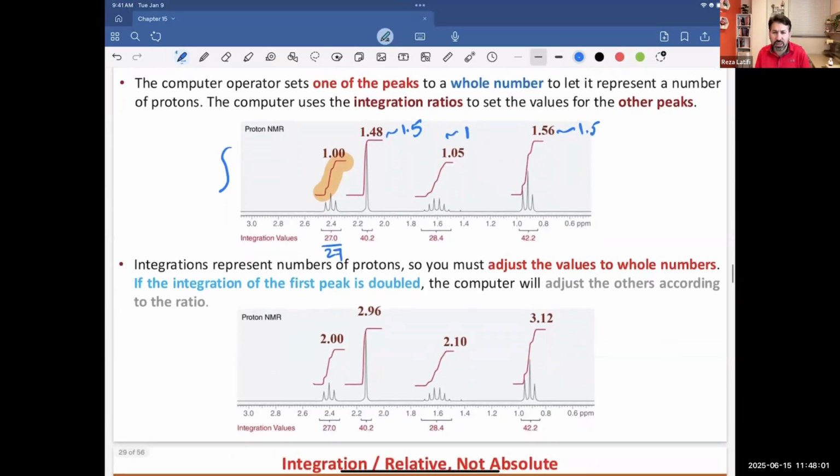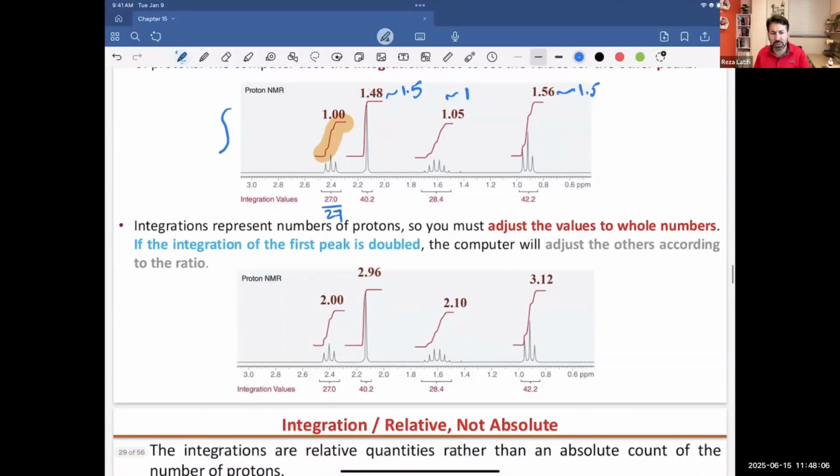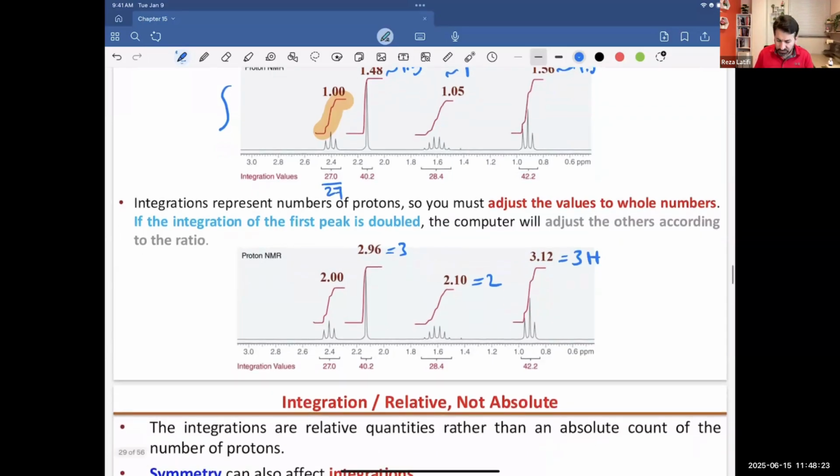Okay, now we can have a fractional number, so we need to make a whole number. The software is going to multiply all of them by the same number, but it will keep the ratio identical. And we got 2, this one will be 3, and that's going to be 2, and here we have 3 hydrogens.